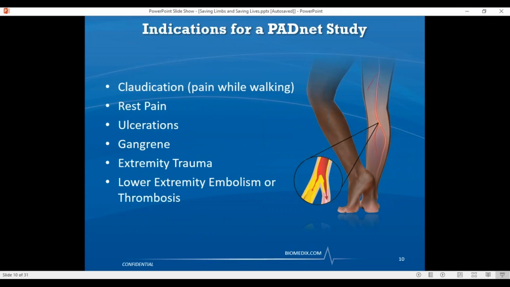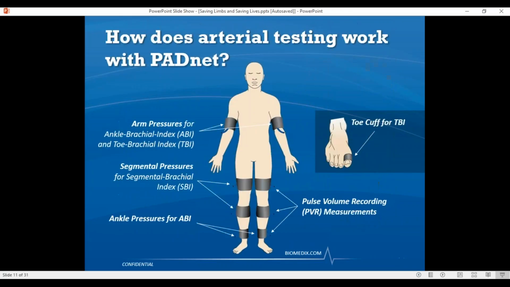Indications for a PADnet study include claudication or pain while walking, resting leg pain, ulcerations, gangrene, trauma to the lower extremities, lower extremity embolism or thrombosis. The PADnet device enables earlier disease detection by performing pulse volume recording measurements, or PVRs, and segmental blood pressures used to calculate the ankle brachial index, or ABI, the toe brachial index, or TBI, and the segmental brachial index, or SBI.